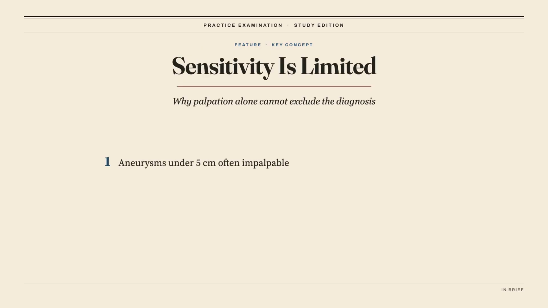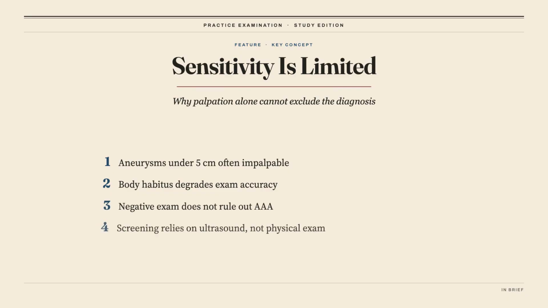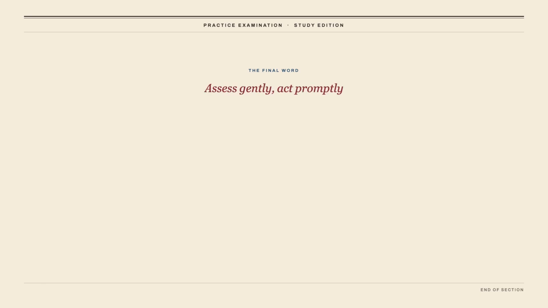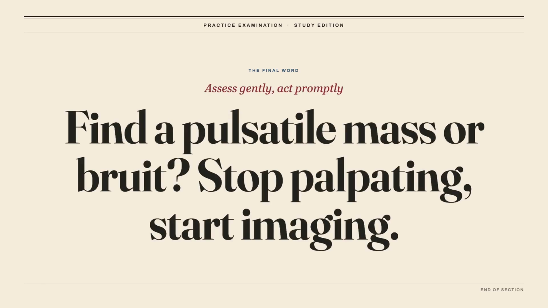Sensitivity is the weak point. Smaller aneurysms are often impalpable. Body habitus interferes, and a negative exam never rules out an aneurysm, which is exactly why screening relies on ultrasound rather than an annual physical. New or worsening pain in a known aneurysm is the most important warning sign in the whole condition. Discovering a pulsatile mass with a bruit means gentle assessment only, followed by notifying the provider and arranging imaging. Never repeated forceful palpation.